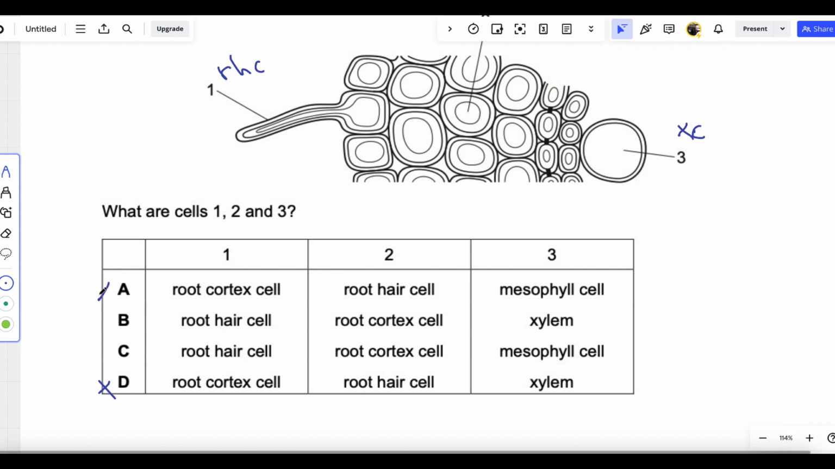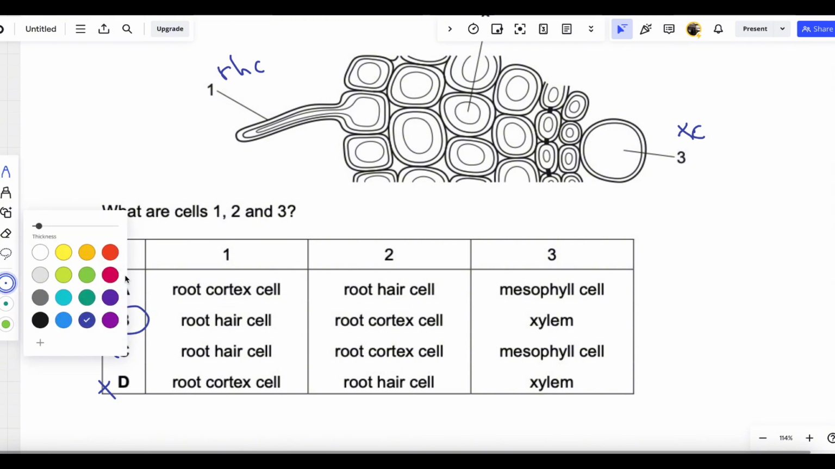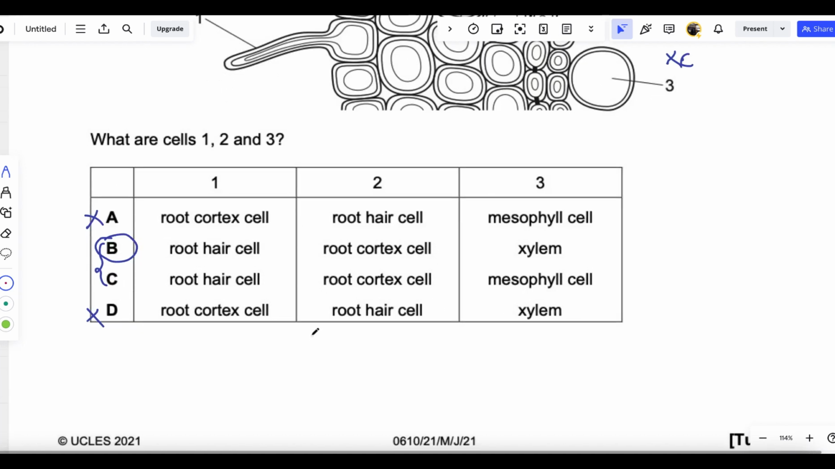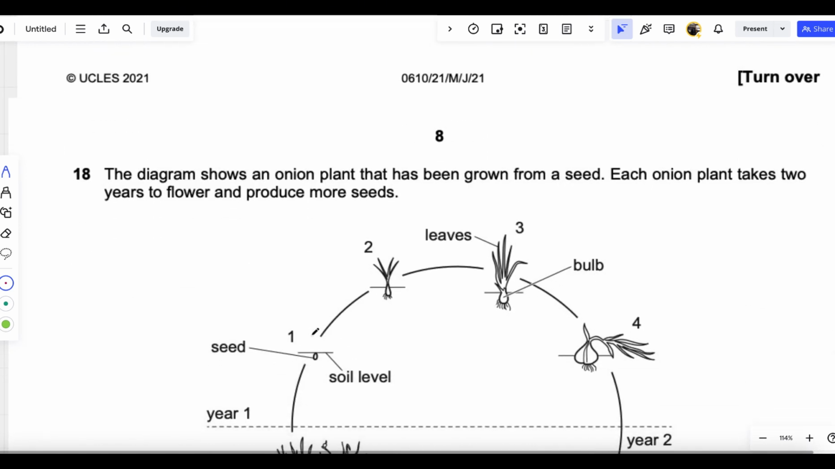So this is how you eliminate other options and focus on the remaining. You narrow down your choice, because if you can narrow down your choice, the probability of getting the answer is higher. It's close to 1. So B says root hair cell, yes. 1 is root hair cell, 2 is root cortex cell, and xylem. B is the answer. This one says root hair cell, cortex cell, and mesophyll cell. No, it's not mesophyll cell. So B is the most correct answer. We move. Okay? I think we should change to red, more conspicuous. Okay. Now we go to question 18.